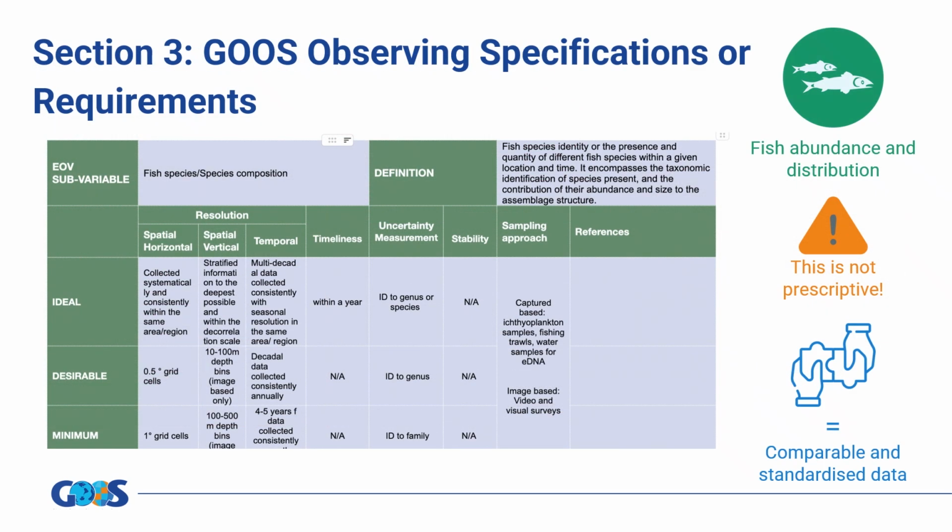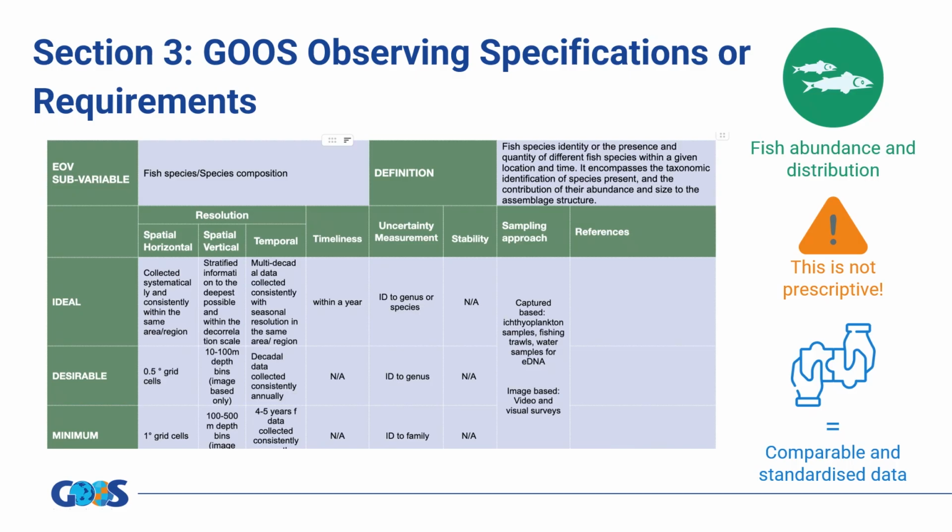Section 3, called GOOS Observing Specifications or Requirements, provides guidance for observing systems and data collectors on the temporal and spatial resolutions needed for each subvariable in an optimal observing system for an essential ocean variable. This is, if we wanted to have an observing system for fish abundance and distribution EOV that will provide information to serve different purposes or to observe different phenomena, what would be the minimum resolution of the information required for each of the subvariables, with three different options available as guidance, from minimum to ideal. The higher and more precise the resolutions, the better.